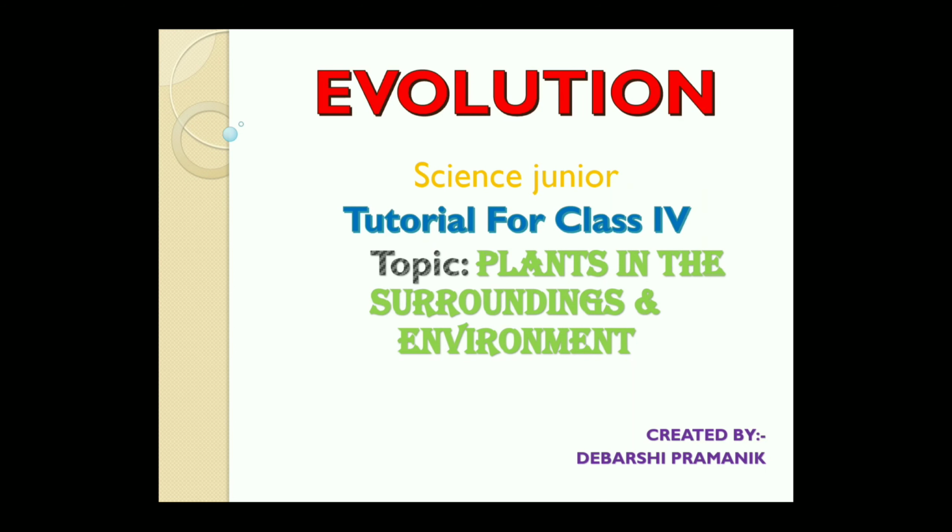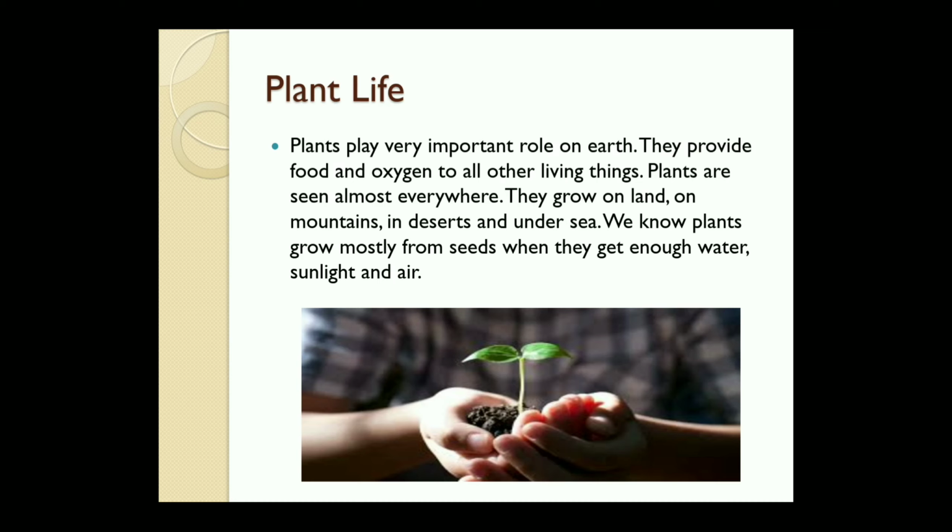Plants in the surroundings and environment. Plant life. Plants play a very important role on earth. They provide food and oxygen to all other living things. Plants are seen almost everywhere. They grow on land, on mountains, in deserts and undersea. We know plants grow mostly from seeds when they get enough water and sun.